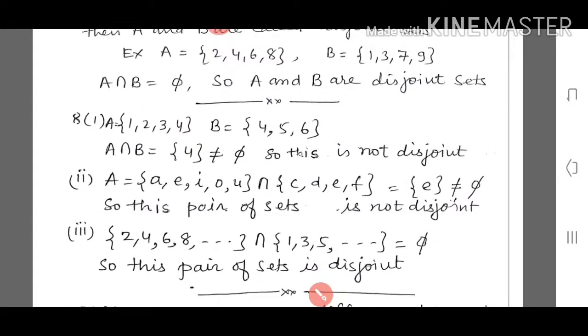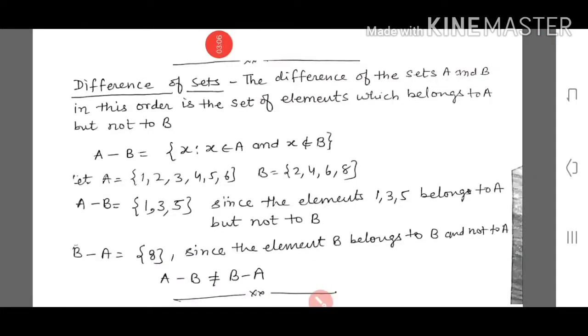Look at one more example. We have two sets here. You check the intersection. Here we have nothing in common, so the intersection is a null set. So this pair of sets is disjoint. Hope you understand.